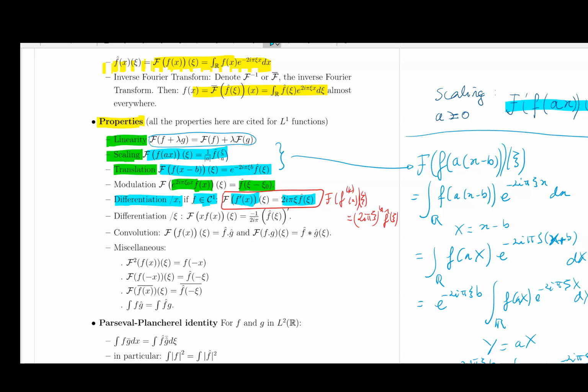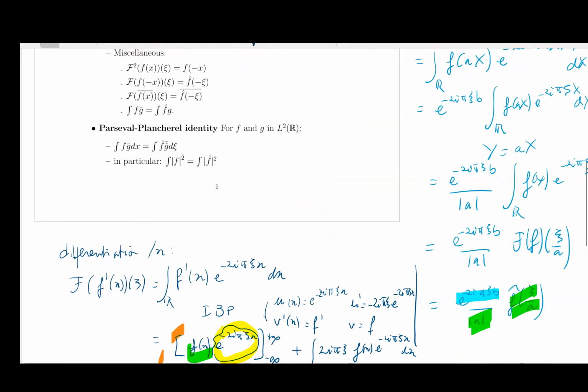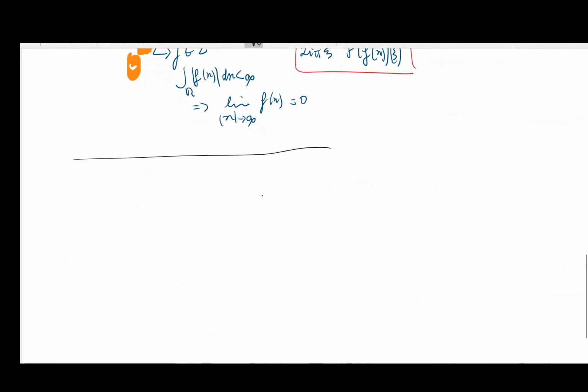Okay, next one is going to be what we get if we want to do the differentiation with respect to psi of your Fourier transform. So you've got your Fourier transform and you want to take its derivative. Let's see what it gives us. All right, so let's do the differentiation with respect to psi.